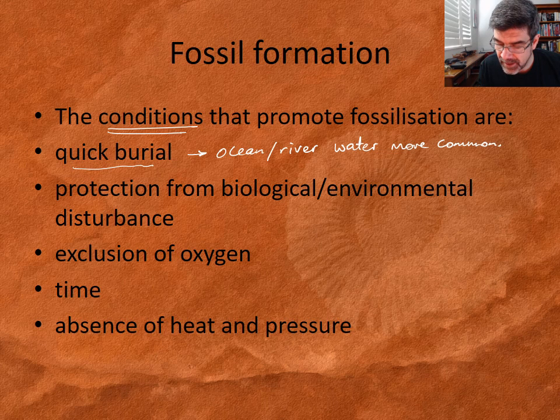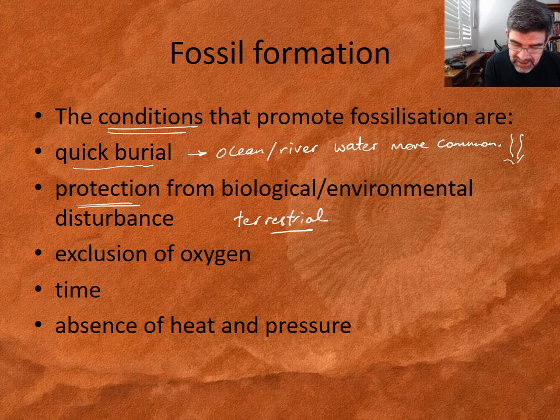Because organisms that die can settle down to the bottom and sediment settles on top of them and they become fairly quickly buried. The problem that we have for most terrestrial organisms, and the reason why we don't have as many fossils of terrestrial organisms, is because they're not protected from biological or environmental disturbance. Winds can redistribute the material. Organisms, scavengers, can come and eat it, crack it, break it up into small pieces, or actually consume it. And this is not a good environment if we want fossils to form.